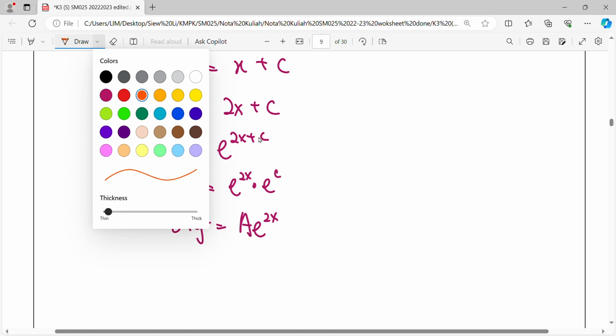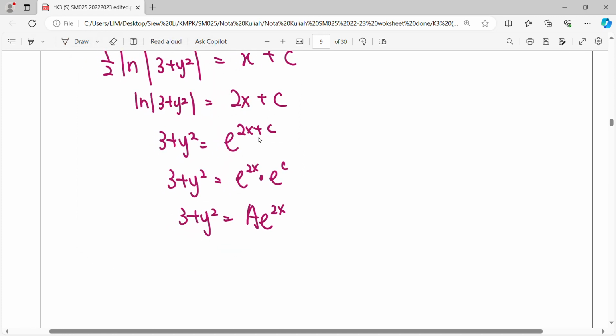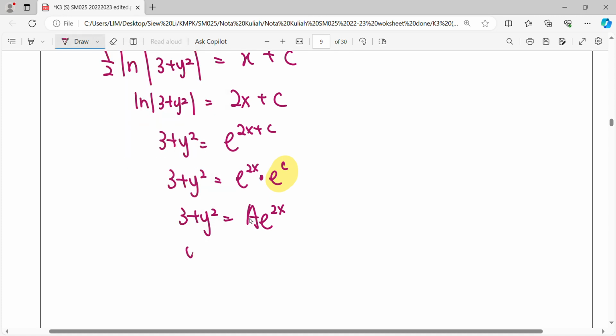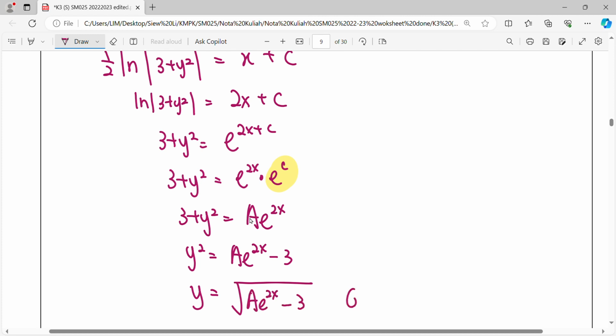So for this e to the power c, since the exponential of a constant is a constant, I denote it as a new constant a. Then y squared equals, the plus 3 moves to the right hand side, minus 3. Lastly, y will be the square root of a e to the 2x minus 3. So this will be our general solution with y as the subject in terms of x.